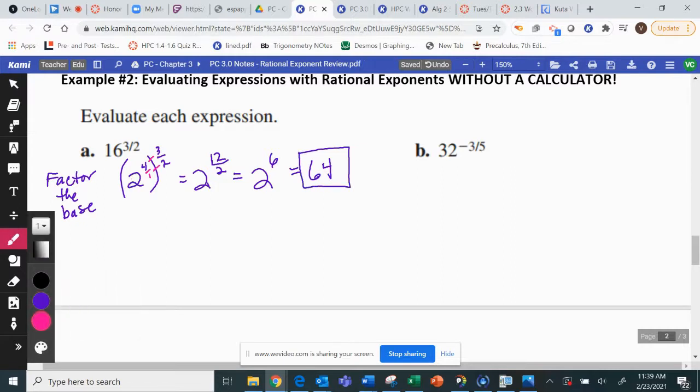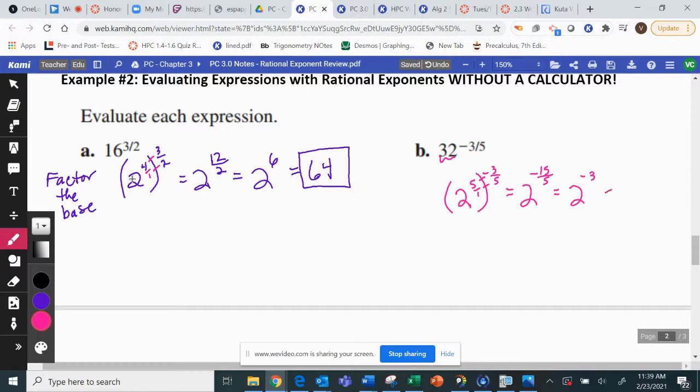All right, the next question, 32 to the negative 3/5. So I'm going to factor 32 first. That is 2 to the 5th. And I'm going to raise that to the negative 3/5. I'm going to put 5 over 1, and I'm going to multiply my exponents. Since they are fractions, I multiply straight across. And I get negative 15/5. I'm going to reduce that, 2 to the negative 3.